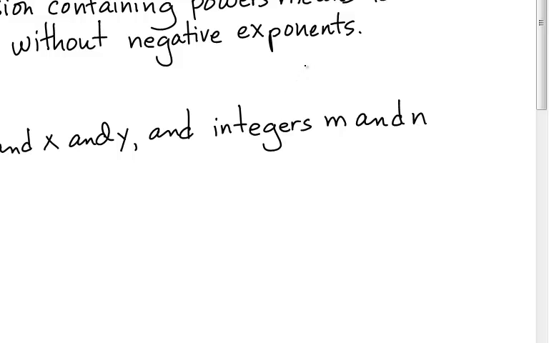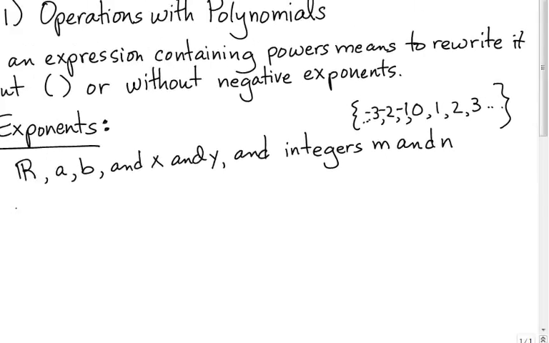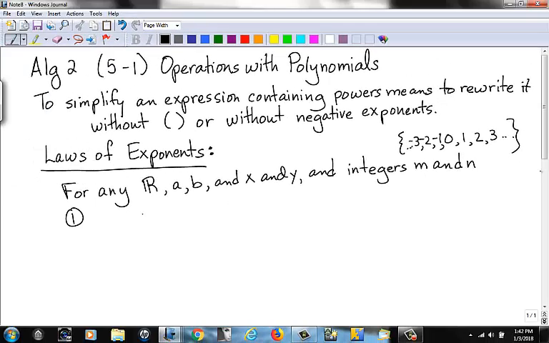And remember, when we talk about integers, we're talking about the set 0, 1, 2, 3, dot, dot, dot, and -1, -2, -3. So can m or n be like 1/2? No. Or 3/4? No. Square root of 2? No. Okay, so the rules, the laws of exponents.